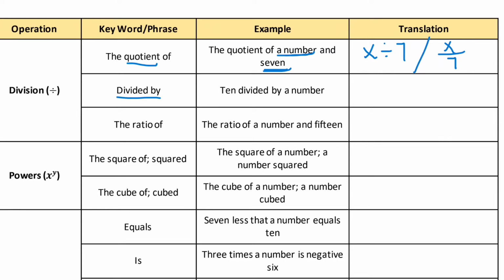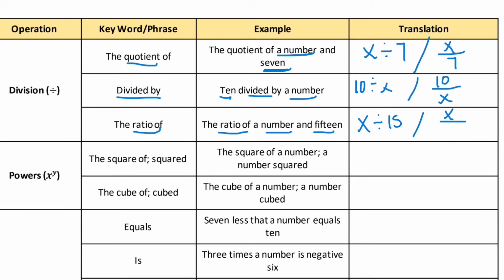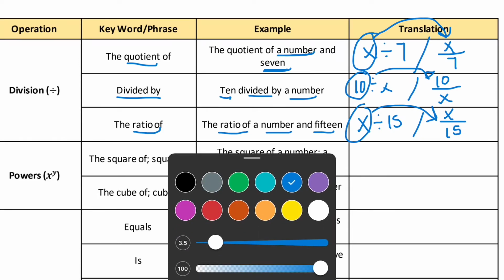Divided by is pretty obvious. 10 divided by a number. You could say 10 divided by a number, or you could do 10 divided by a number like this. Ratio also stands for division. So the ratio of a number and 15. So the number and 15 with division, or you could write it like this. The first number, whatever the first thing is, goes in the numerator. Okay? And then the other thing goes in the denominator. And there's division.